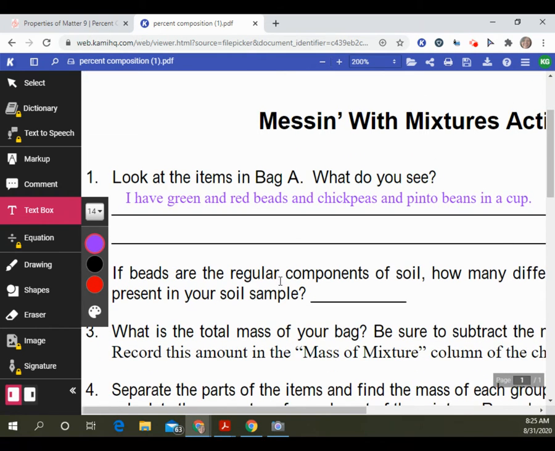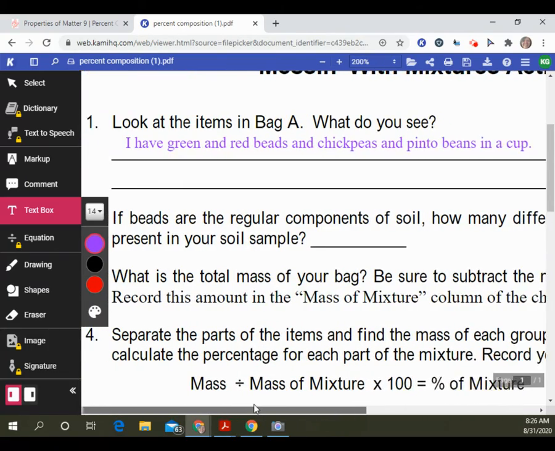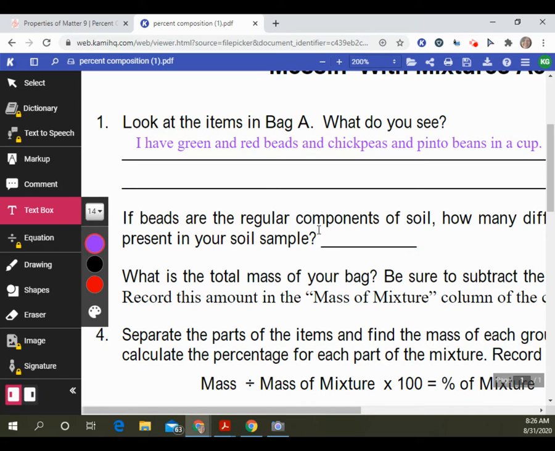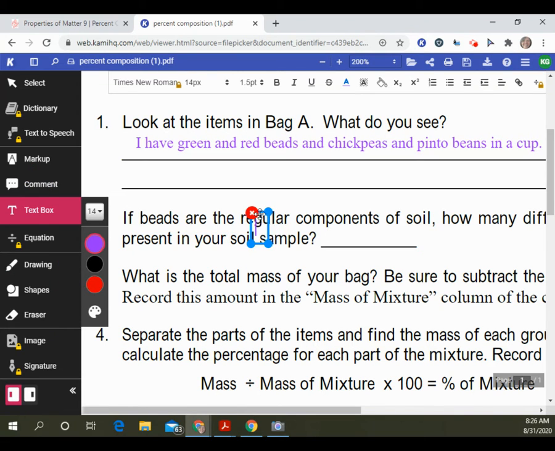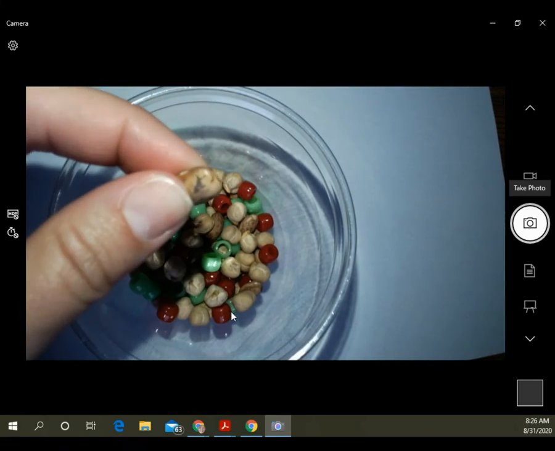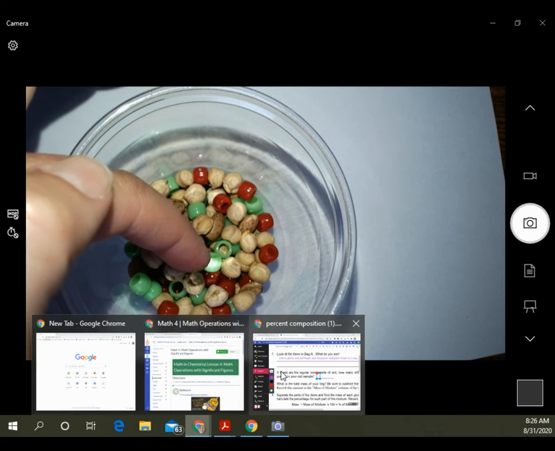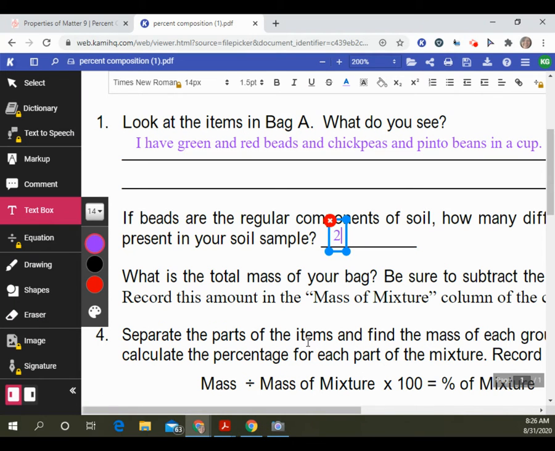Okay, fine. The beads are the regular components of the soil. How many different types of contaminants are present in your soil sample? Okay, well, if the beads are the regular components of the soil, then let's go back and look at it. I have the chickpeas and the pinto beans. Those must be contaminants because the beads are what we're actually looking for. So I have two types of contaminants.